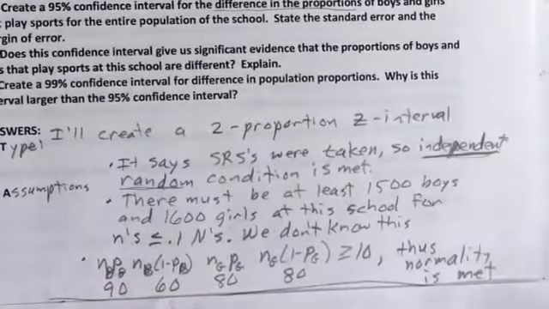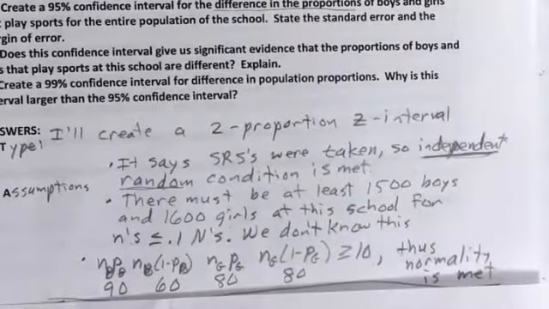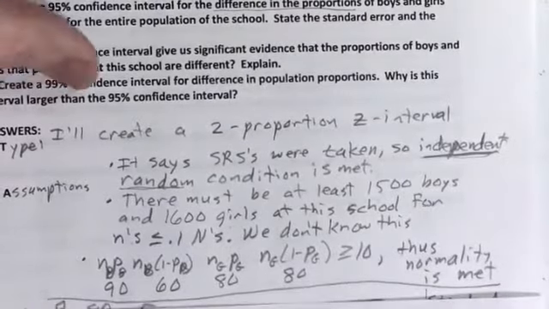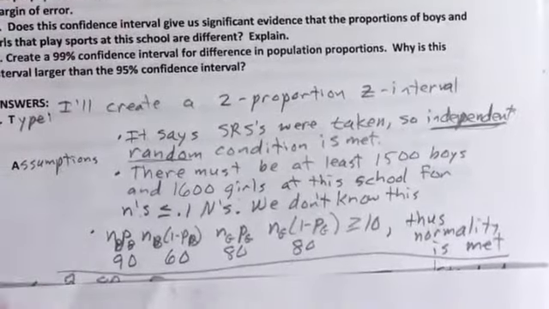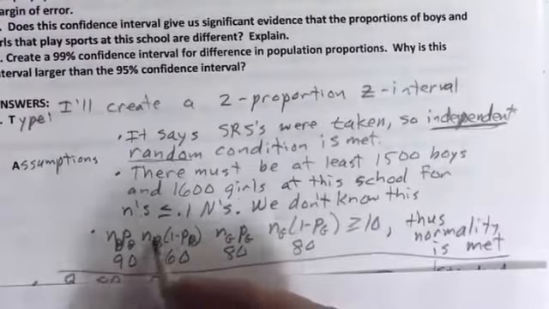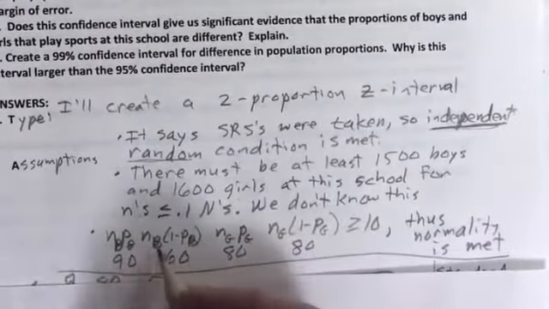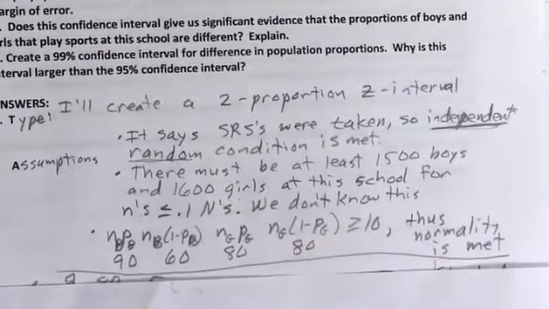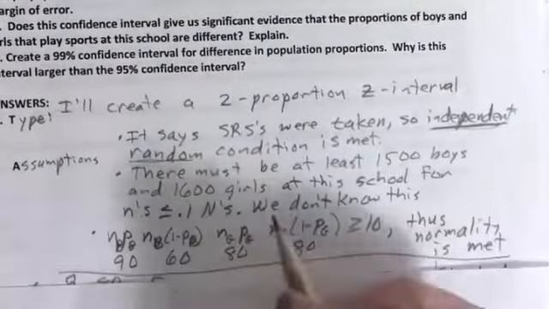And so we don't know this for sure, and so that's what we would say there. And then lastly, for our conditions, which is kind of the most involved part of it, our n times p's and n times 1 minus p's for both the boys and for the girls have to be greater than 10. Well, what is n times p?